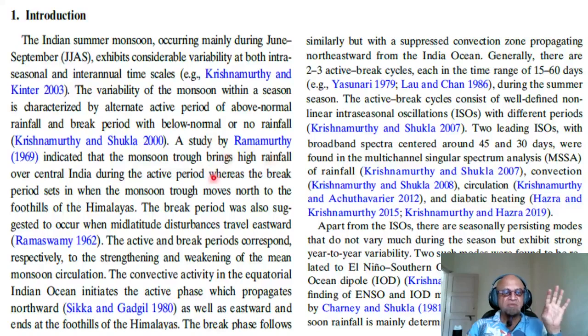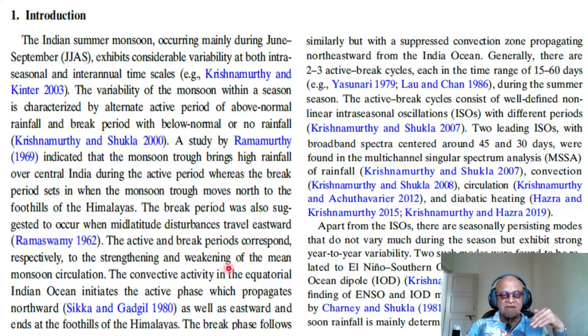A study by Ramamurthy in 1969 indicated that the monsoon trough brings high rainfall over central India during the active periods, whereas the break periods set in when the monsoon trough moves north to the foothills of the Himalayas. The break period was also suggested to occur when mid-latitude disturbances travel eastward.